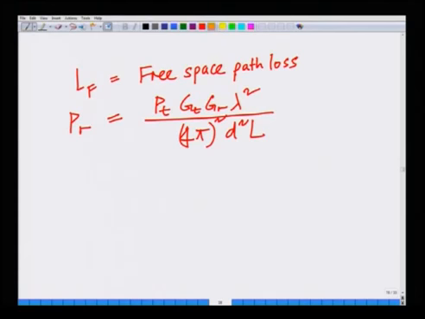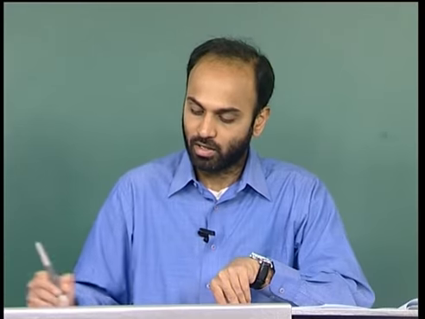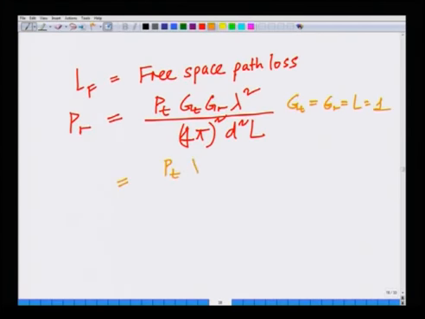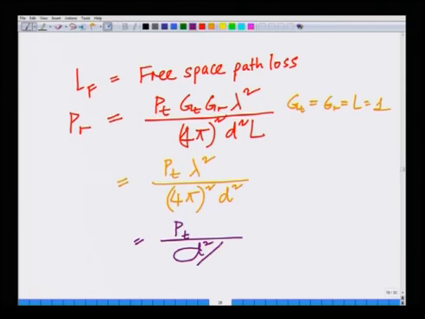Let us assume a normal scenario and set Gt equals Gr equals L equals 1, that is, I am considering normal antennas where the gain factors are 1 and there is no system loss factor, in which case this becomes equal to Pt lambda square divided by 4 pi square d square, which essentially can be written as Pt divided by d square divided by 4 pi whole square lambda square, and this factor d square divided by 4 pi square lambda square is nothing but the free space path loss.